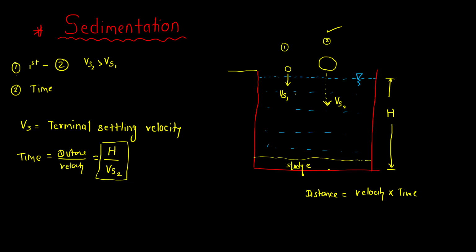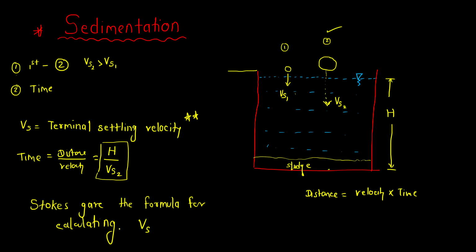Now for calculation of this terminal velocity, there is one formula which is given by Stokes law. So Stokes gave the formula for calculating Vs, and this is called Stokes law.